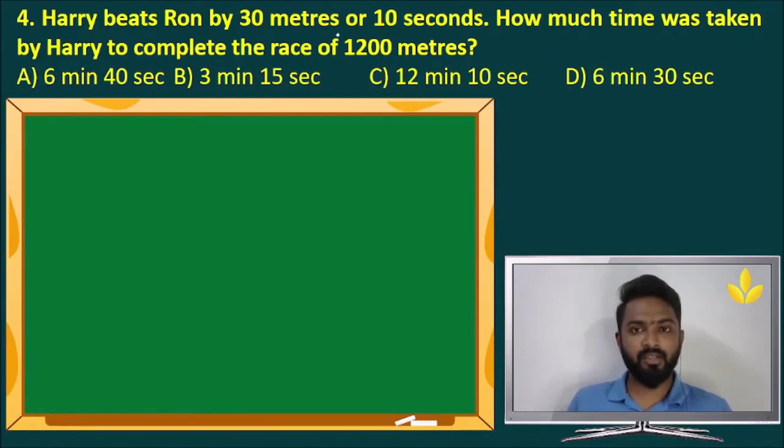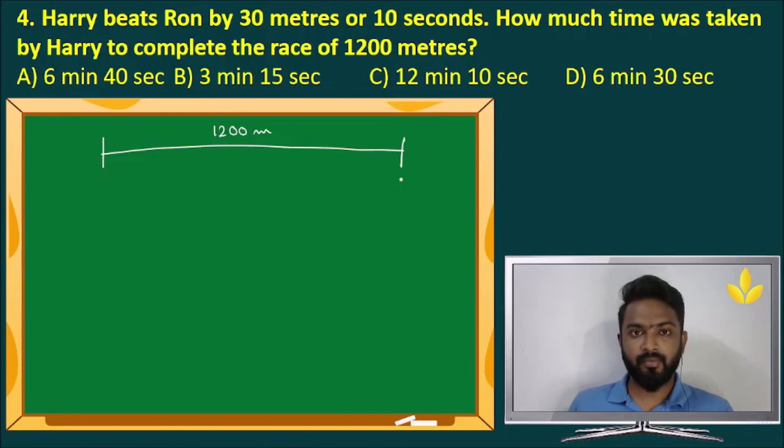Harry beats Ron by 30 meters or 10 seconds. How much time was taken by Harry to complete the race of 1200 meters? Alright, so we have a race. The length of this race is 1200 meters. Okay, now Harry beats Ron. So Harry is already at the finish line. And when Harry is at the finish line, Ron is 30 meters behind him, or it takes 10 seconds more to cover this distance. How much time was taken by Harry to complete the race of 1200 meters?